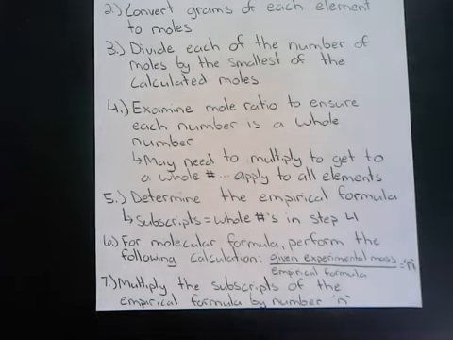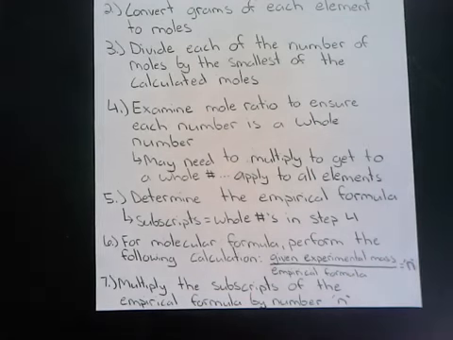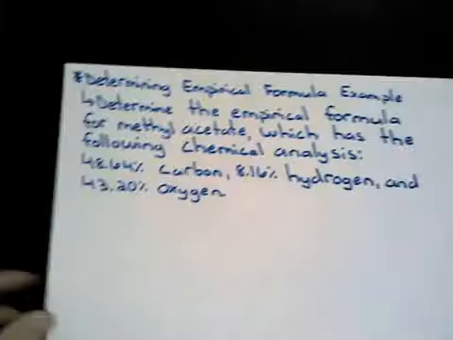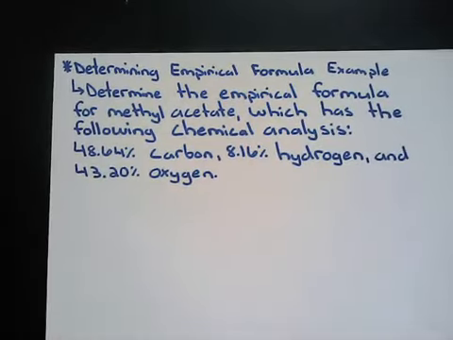So we'll go over a couple of examples. We'll do one example where we just stop at the empirical formula, and then we'll go all the way down to finding the molecular formula. All right, so going through this process here, we have our example where we're just determining the empirical formula. So that means we're going to stop at step number 5 that we just went over. And we want to determine the empirical formula for methyl acetate, which has the following chemical analysis.